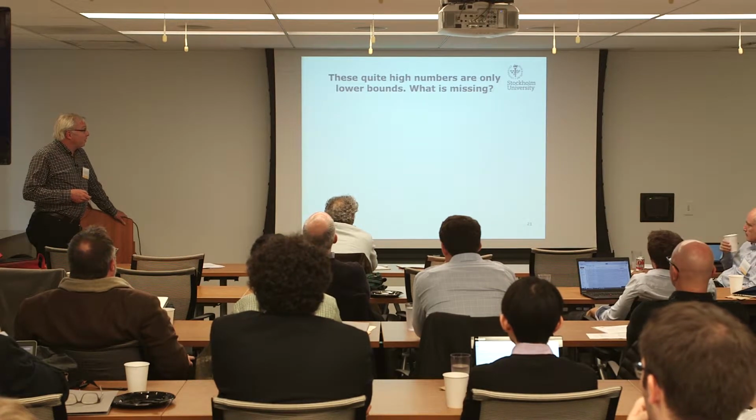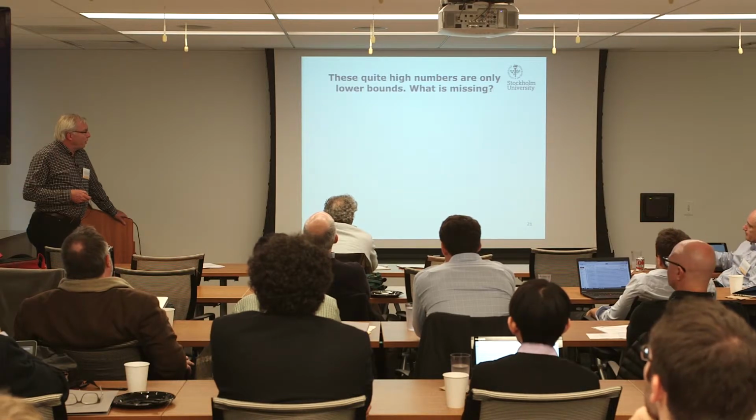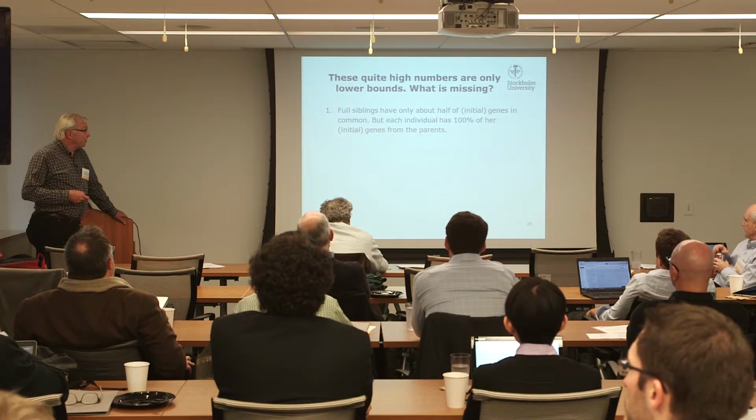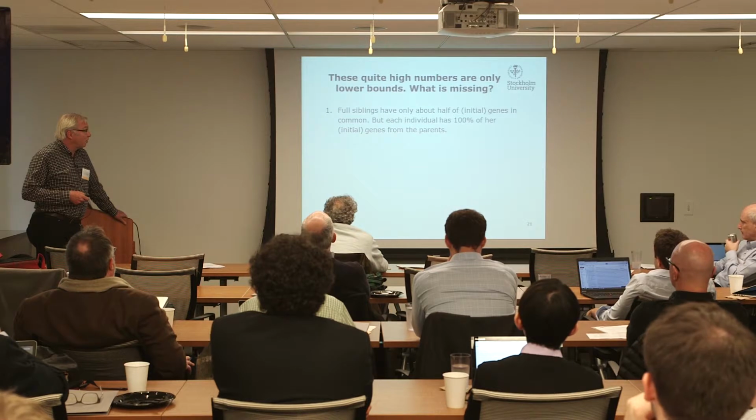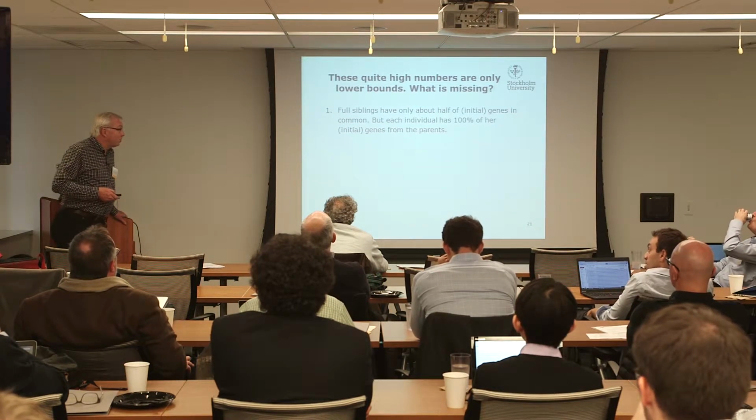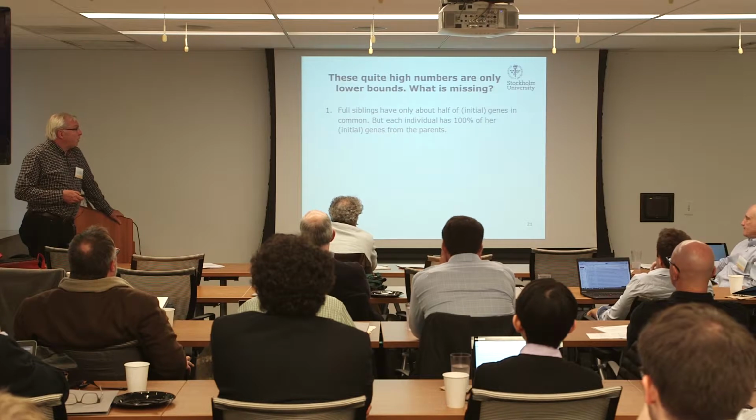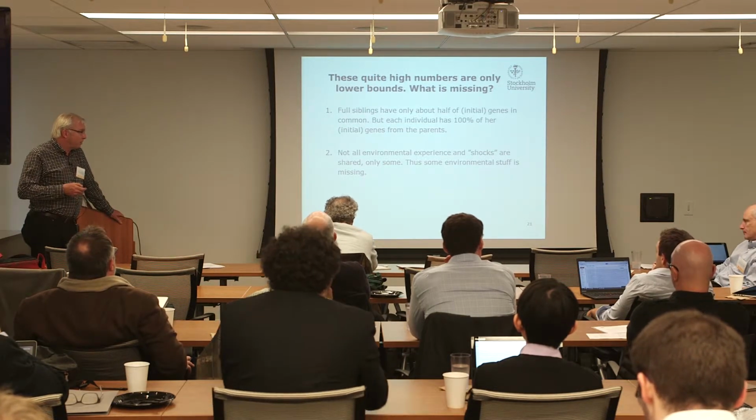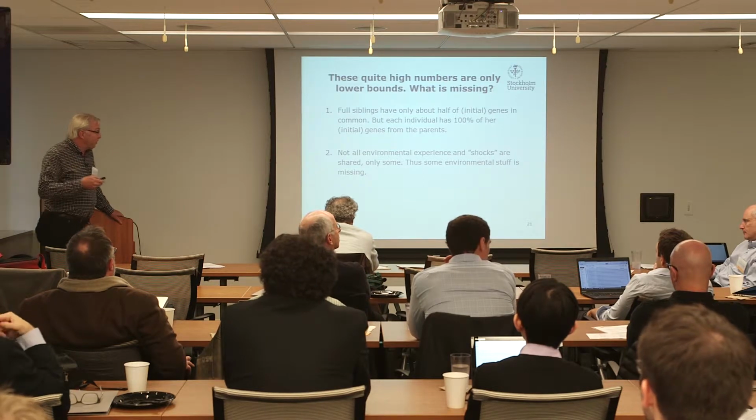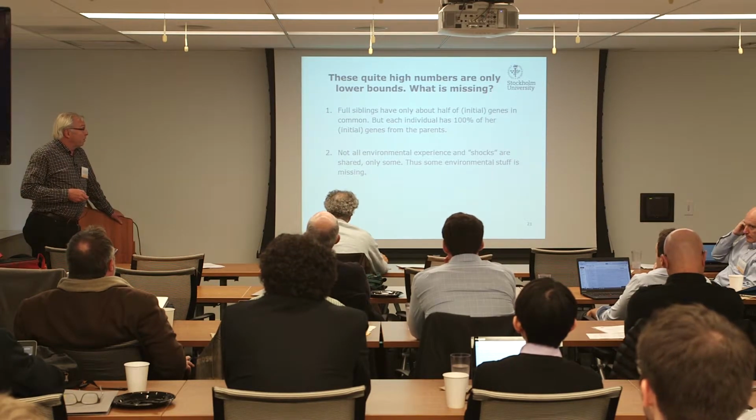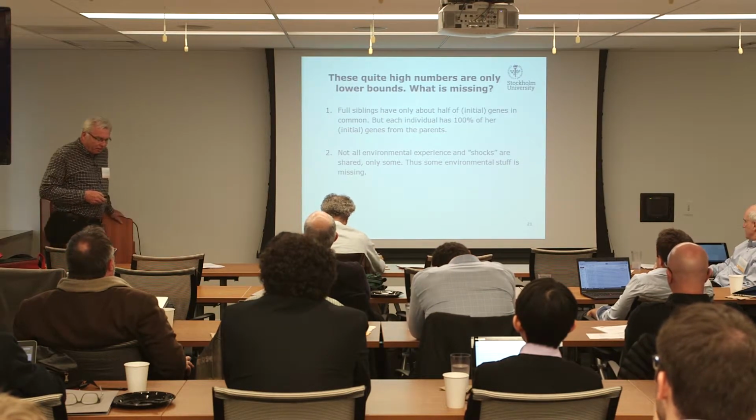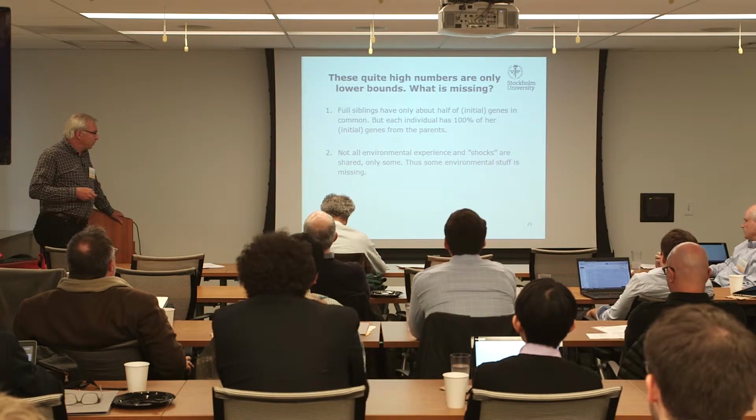So what is missing here? Because they are only lower bounds, what is missing? Well, full siblings have only about half of the initial genes in common, but each individual has 100% of her genes from the parents. That's something that is missing, and of course not all environmental experience and shocks are shared, only some. So there is some environmental stuff that also is missing here. So each individual can have quite much from a family background that is not shared by siblings.